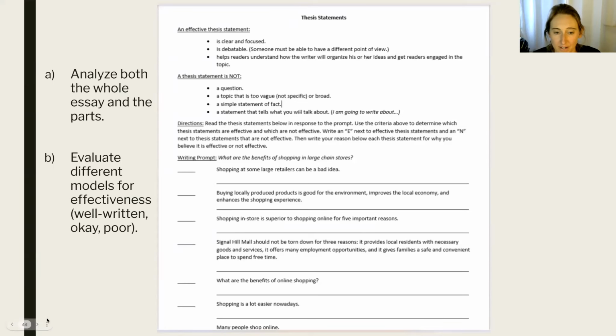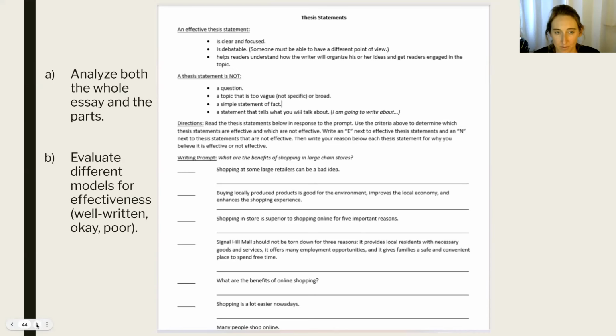So this is just an example of a thesis statement activity where you might provide students with some guidelines of what an effective thesis statement looks like, and then have them evaluate thesis statements written in response to the same prompt. They evaluate the thesis statements in small groups for their effectiveness, and they can talk about why a thesis statement is effective or not. So this would be an example of looking at a specific component of the writing process.